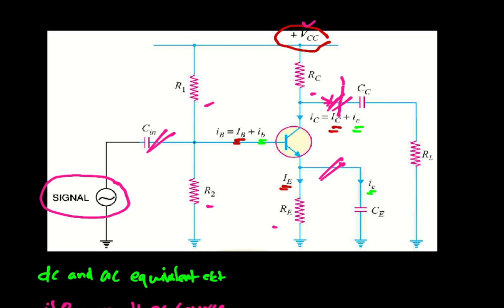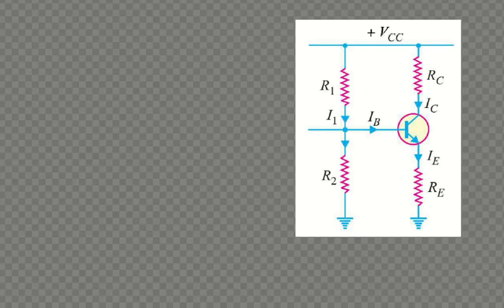Then if we do such procedures, the resulting circuit will resemble like this. So this is the DC equivalent circuit of a common emitter transistor amplifier.